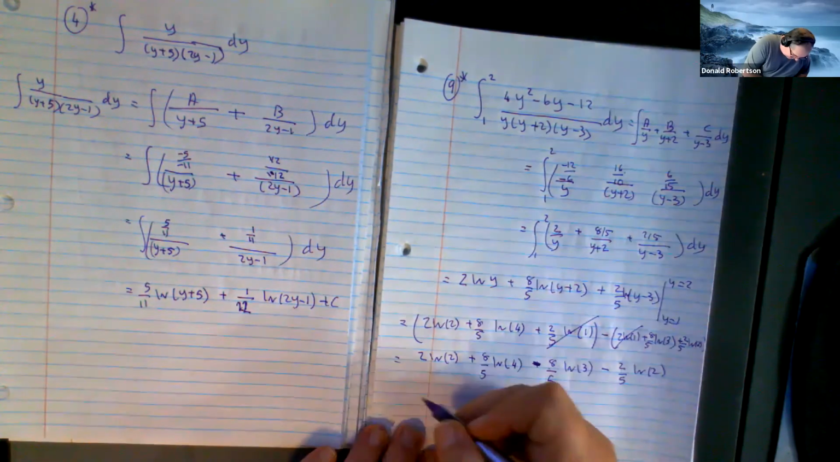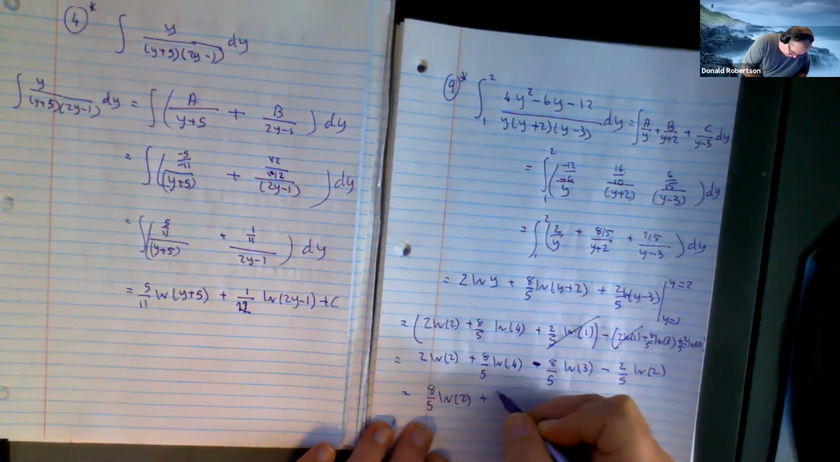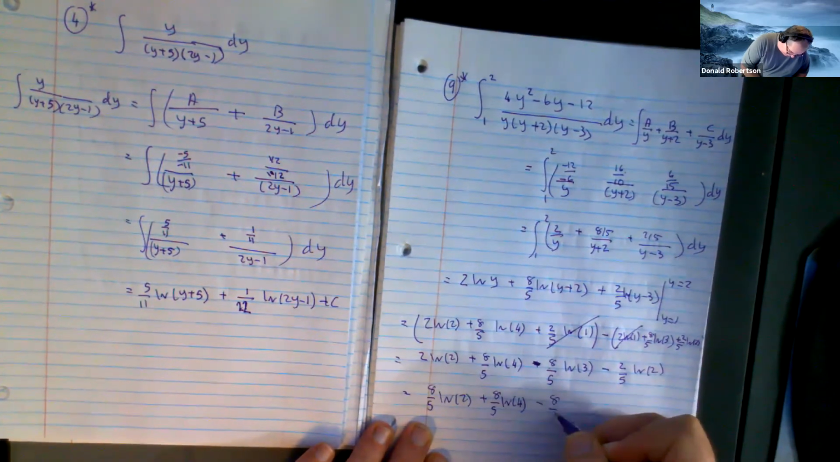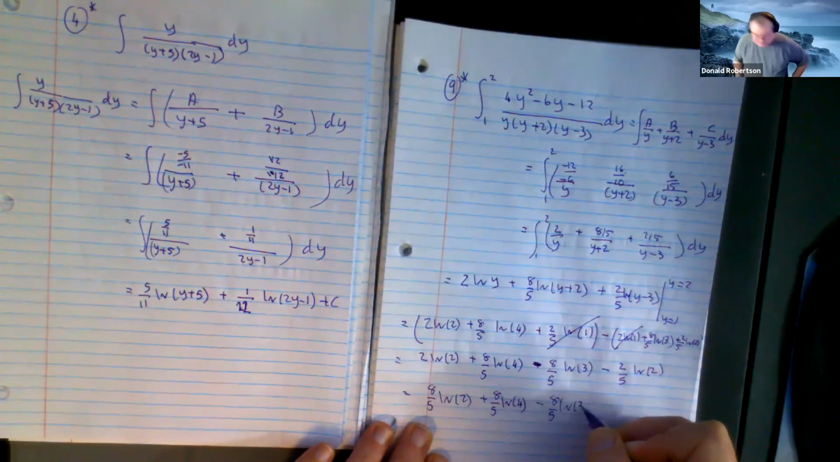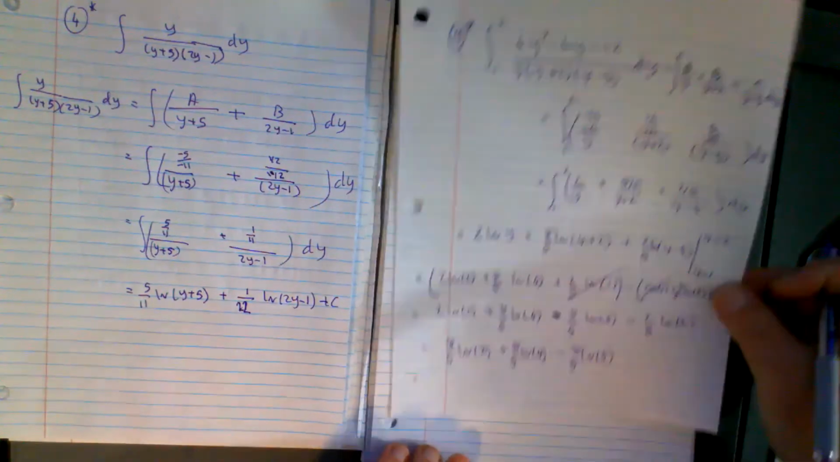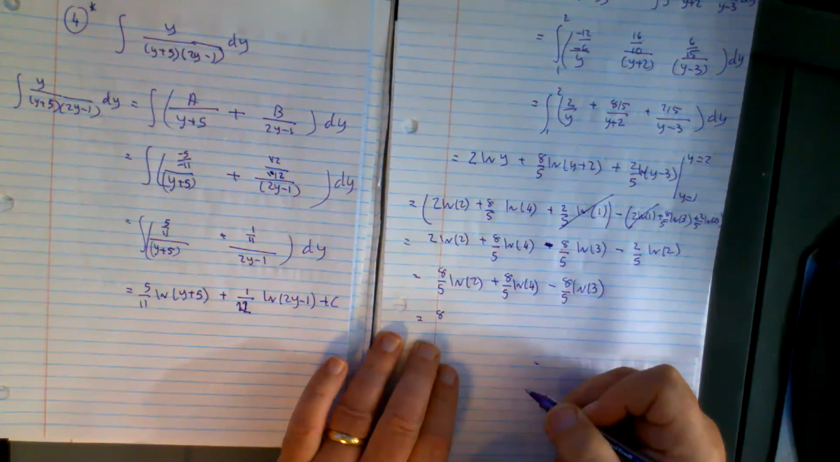So you now get 8/5 log 2 plus 8/5 log 4. Take away 8/5 log 3. Does anybody see anything that you can do here to make it look pretty? You can combine them all to be the 2 times 4 inside of it. So it's 8/5 log of 2 times 4 on the top and then divided by 3 on the bottom.